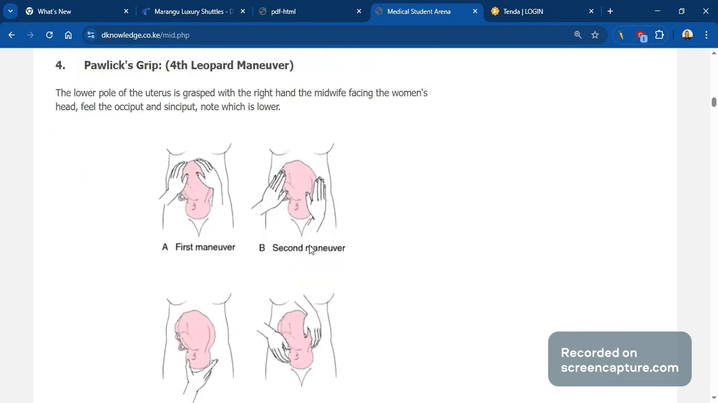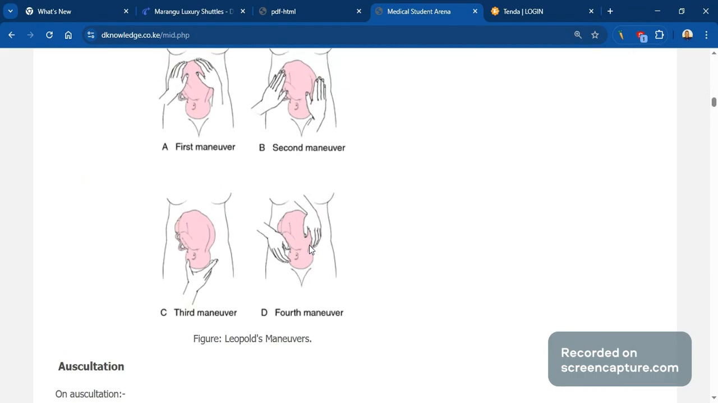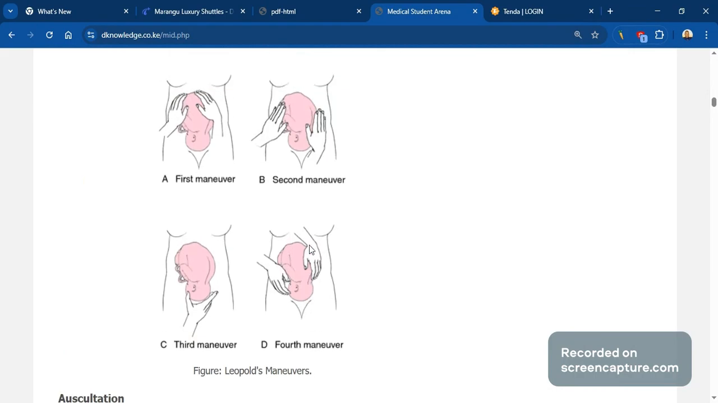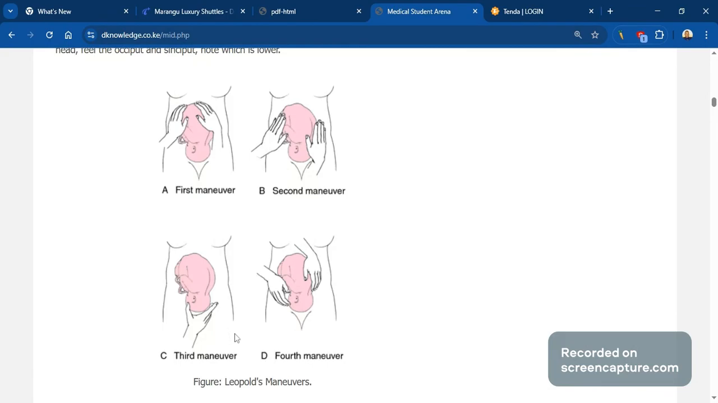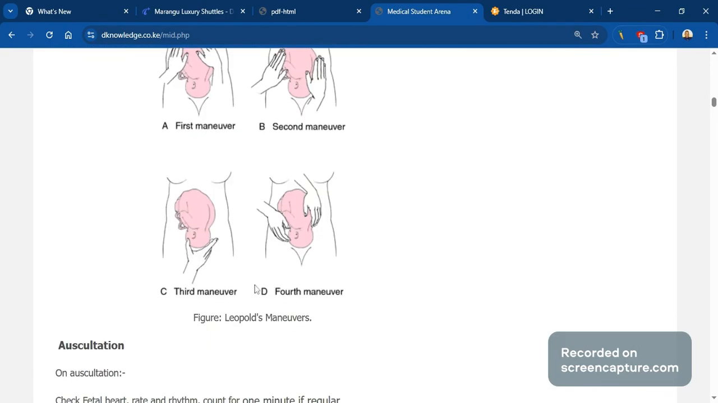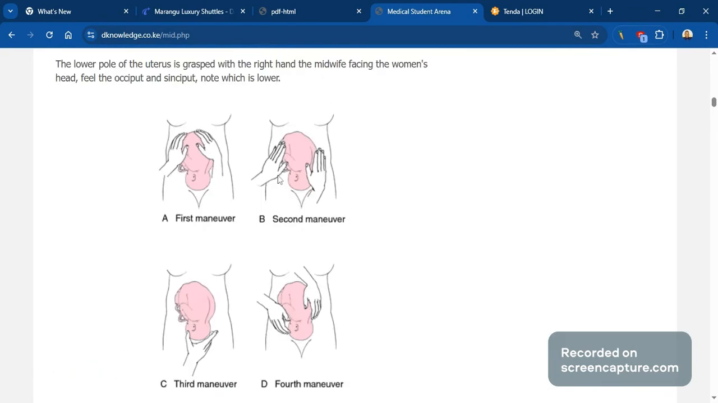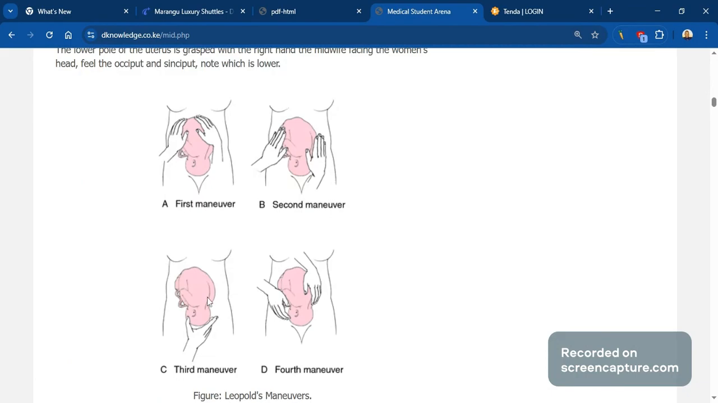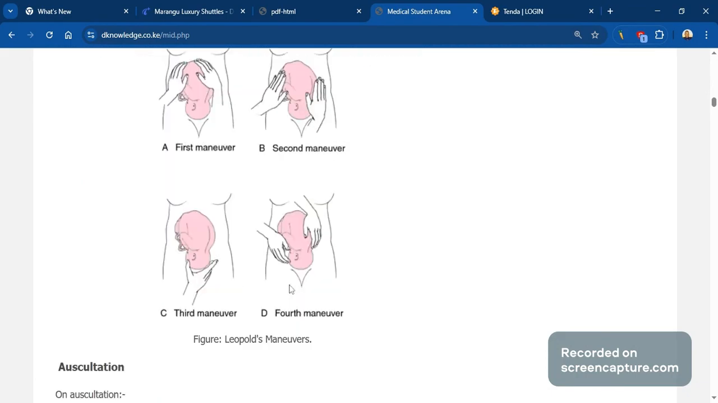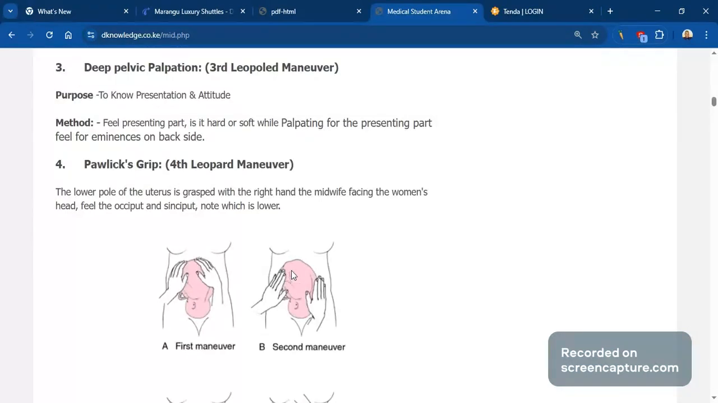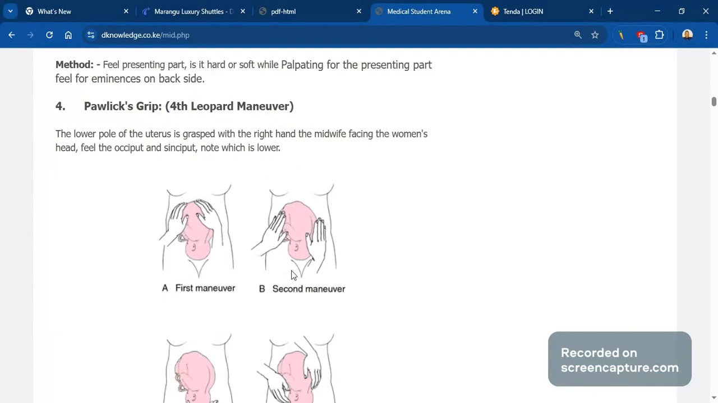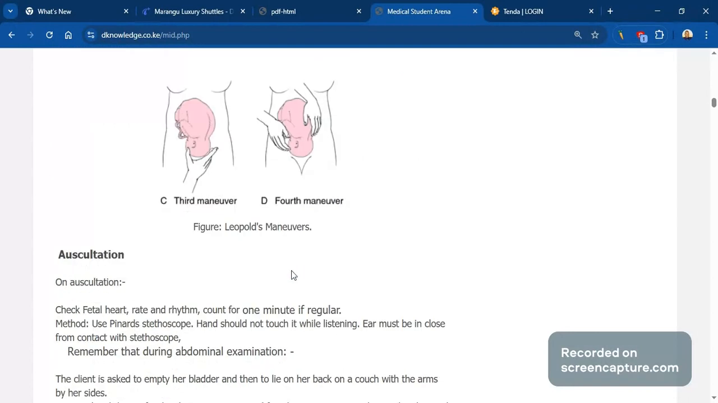So on those images, you can see the first maneuver, the fundal height, and then the second maneuver, and then the fourth maneuver. So this is fundal height, this is lateral palpation, this is deep pelvic palpation to know the presenting part, then the fourth maneuver, checking the occiput and sinciput. Okay, now that is that.